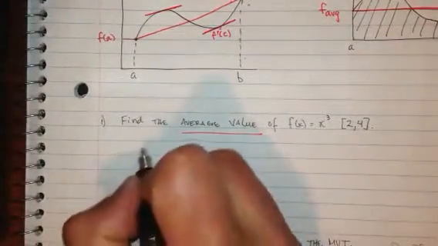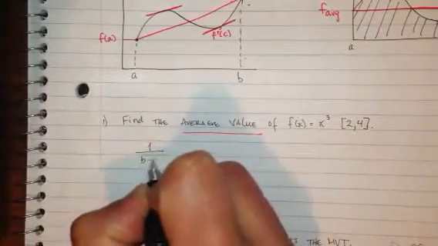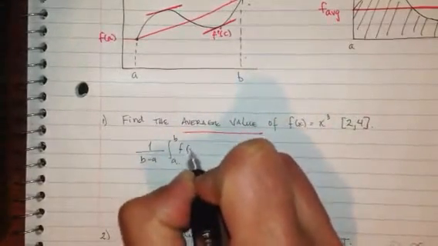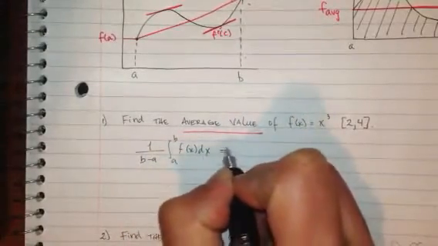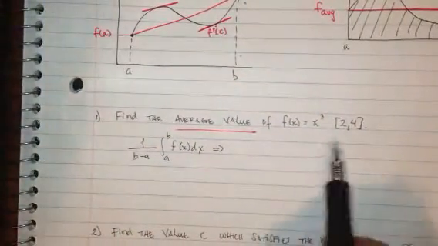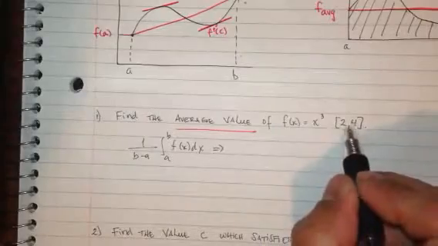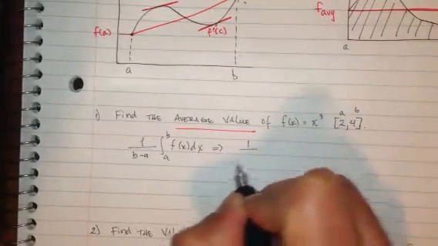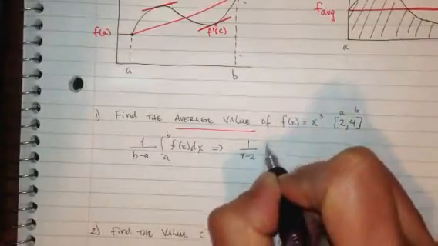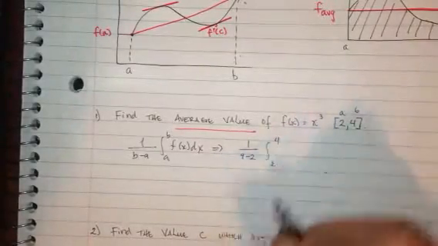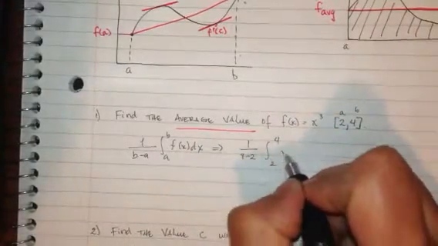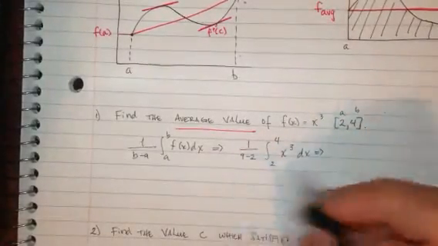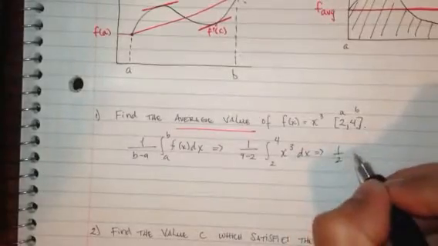So what I'm going to do, I already know, is 1 over b minus a, the integral from a to b of f of x dx. So that pretty much means from 2 to 4. So I'm going to go ahead and do 4 minus 2. Remember a and b. The integral from 2 to 4 of f of x dx, well, that's my x cubed dx. 4 minus 2, well, that's 1/2.